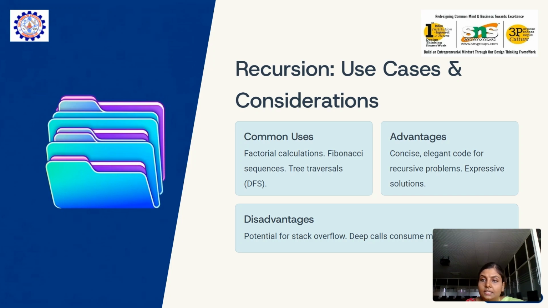Recursion use cases and considerations. Common uses: factorial calculations, Fibonacci sequences, tree traversals, depth first search. Advantages: concise. It is elegant code for recursive problems, and it gives expressive solutions. The disadvantages: potential for stack overflow, deep calls consume memory.